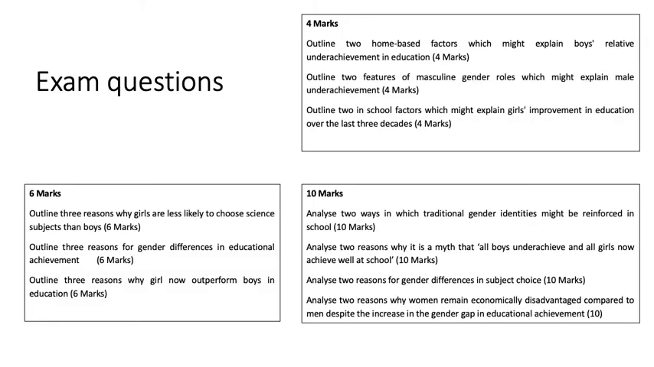So finally, we've got a few exam questions that you can try. So we've got 4 markers, 6 markers, and 10 markers. And so these are more short answer questions. There's also 30 markers in this topic, and there'll be a separate video on methods in context, research methods, and how to answer those questions.